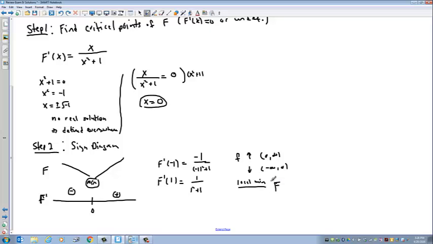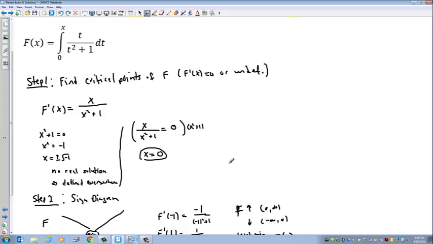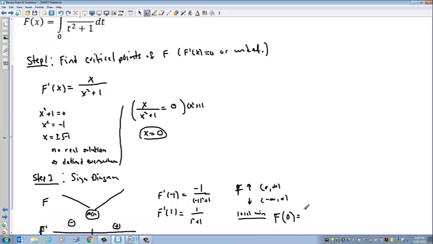at capital F. Well, this is capital F. Keep writing lowercase f, but capital F of 0, which equals, and so I can come back up here and plug into my original function, and so that's equal to the integral from 0 to 0 of t squared over t, not t squared, but t. Right, so integral from 0 to 0 of t divided by t squared plus 1. Of course, that's equal to 0 dt. So that's equal to 0.